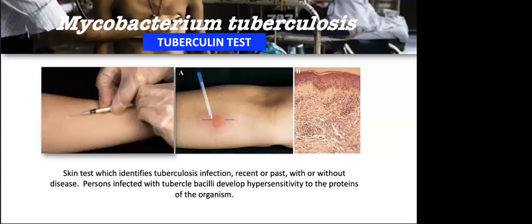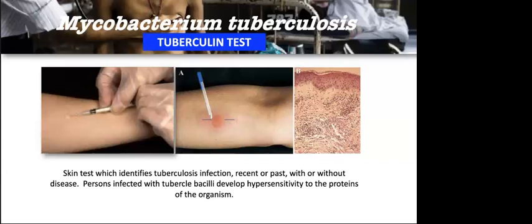Aside from the skin test, you can also make use of chest X-ray and, of course, the sputum test. The most common example of the skin test is the Mantoux tuberculin skin test. This is performed by injecting a small amount of tuberculin, the antigenic material, into the intradermal area of the patient.